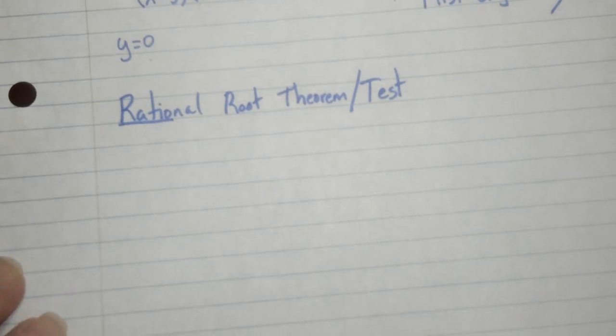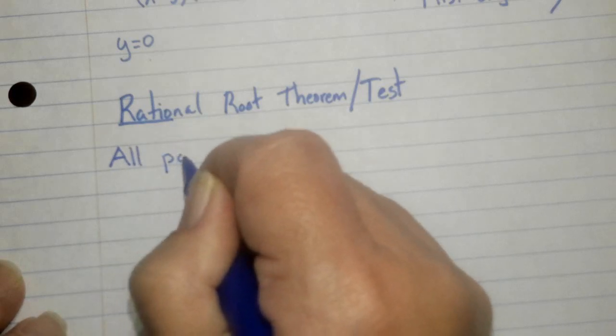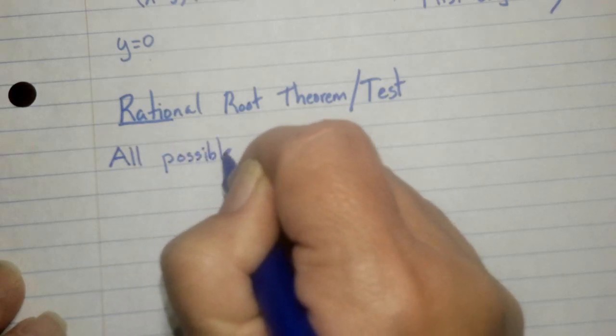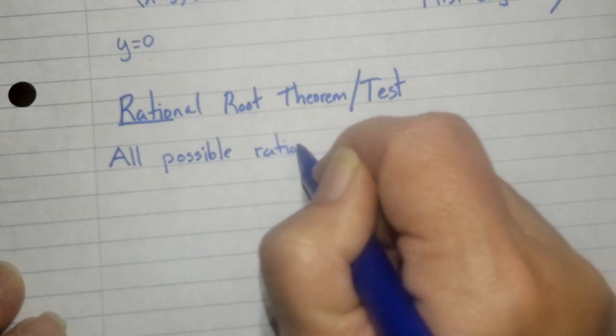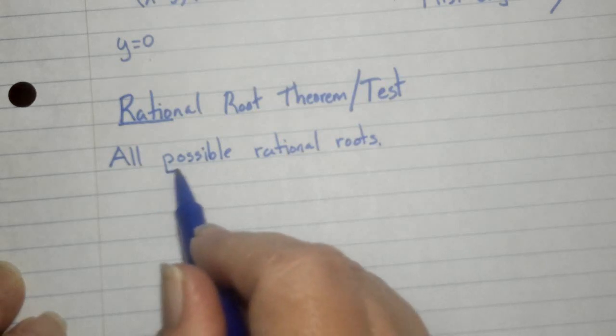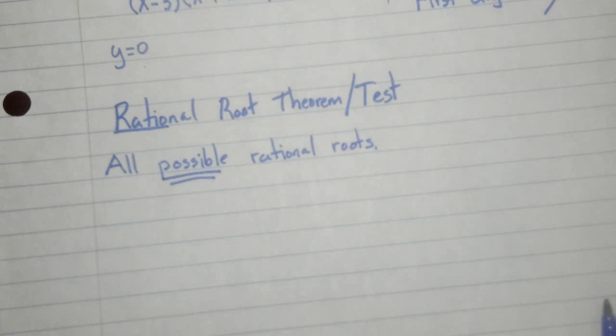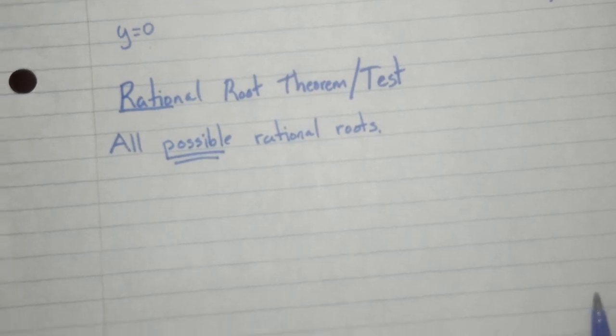So this little test helps you know all possible rational roots. So it's not saying that they are roots, it's saying that these are the only things that could be roots. All right, I'm going to write it out symbolically, the way we do in math, and I'm going to explain to you what all these variables mean. It looks harder than it is.